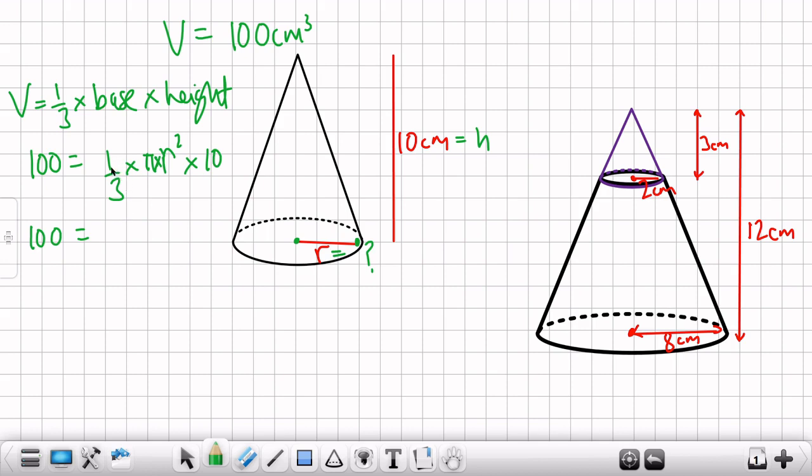We're going to have 1/3. If you've got the fraction button on your calculator, you can use it. You've got 1/3 multiplied by pi times 10. That's what I'm going to do now, so I'll use my fraction button. 1/3 times pi. I've got a pi button on my calculator. If you haven't got the pi button on your calculator, you can use 3.14 instead. 1/3 times pi times 10.